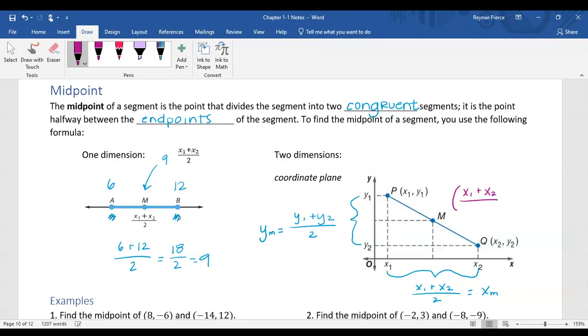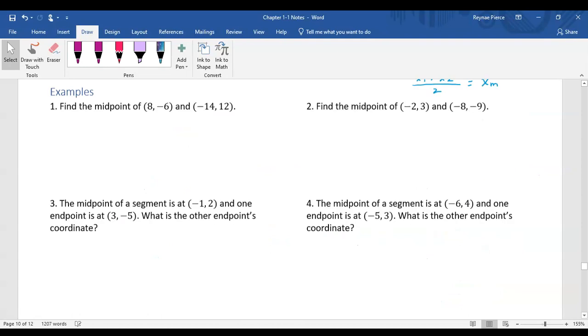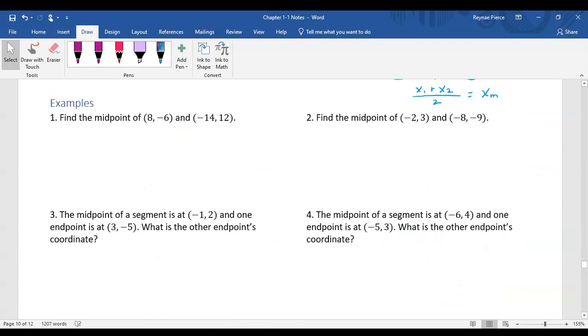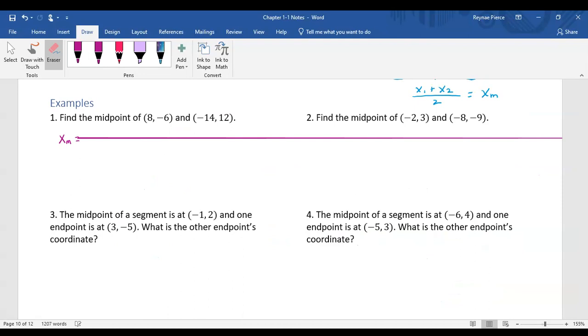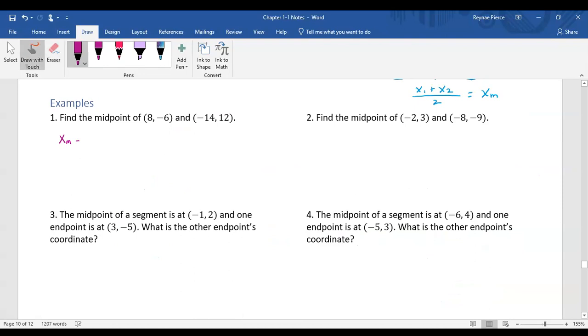Basically, we're finding the average of our locations on the axes. There are 2 kinds of examples you will run into when we're working with the coordinate plane. The first one is just straight up find the midpoint. So our x coordinate, we add the x coordinates of our endpoints.